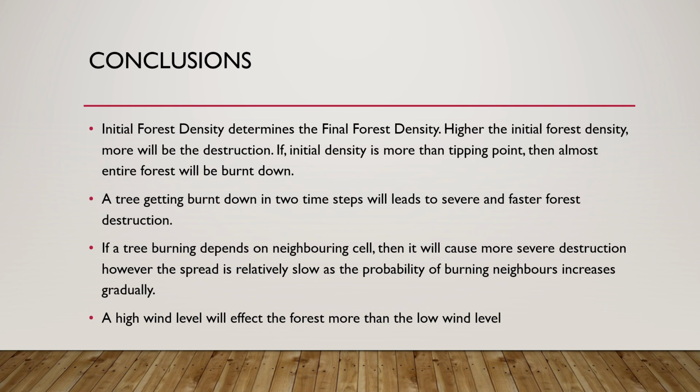A tree getting burned down in 2 time steps will lead to severe and faster forest destruction. If a tree burning depends on the neighboring cell, then it will cause more severe destruction. However, the spread is relatively slow as the probability of burning neighbors increases gradually. A high wind level will affect the forest more than the low wind level.